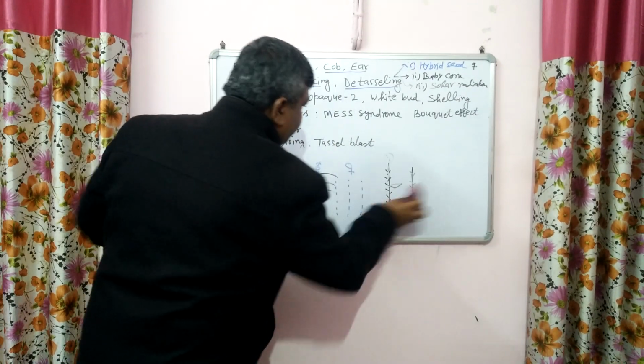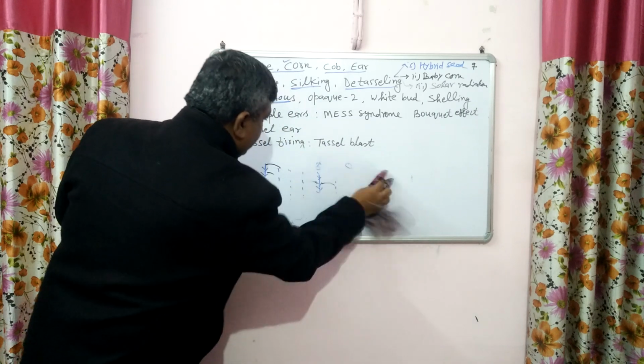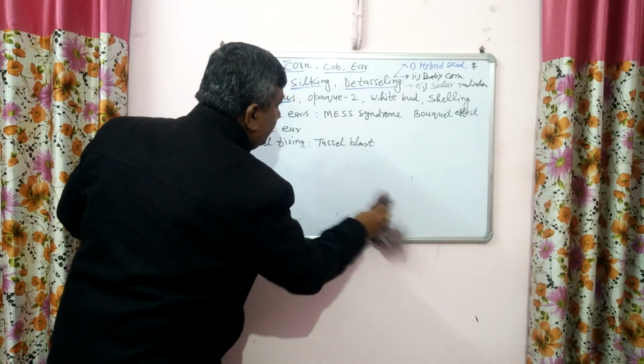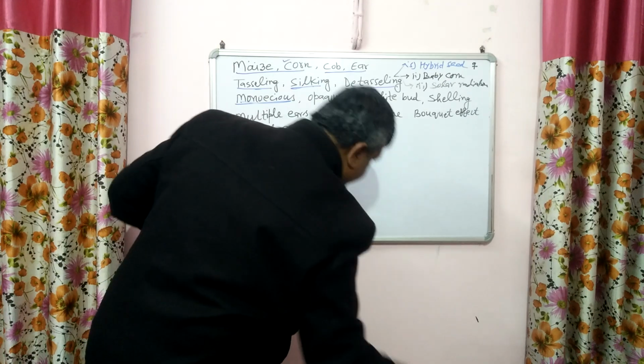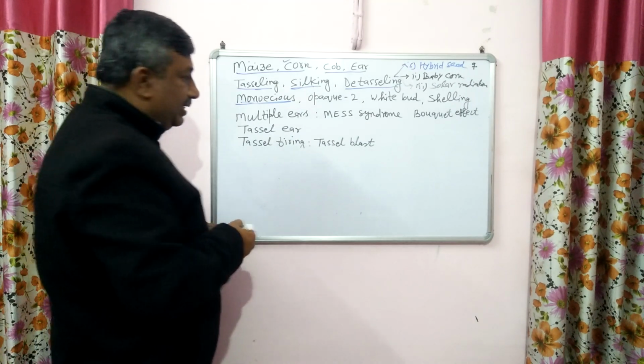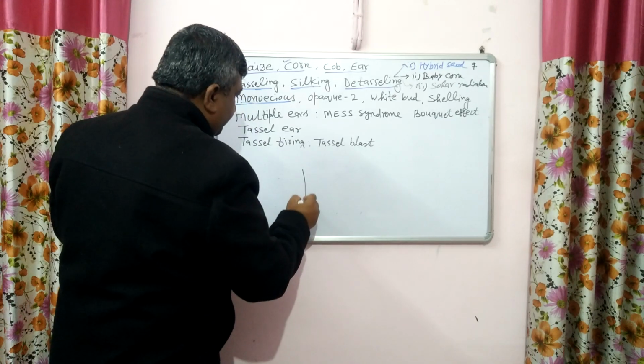For example, this cultural practice is adopted in maize in those areas where solar radiation is less. Suppose this is a maize plant.